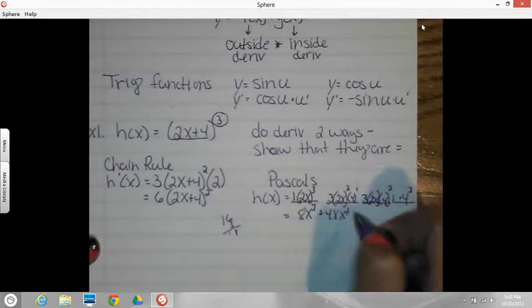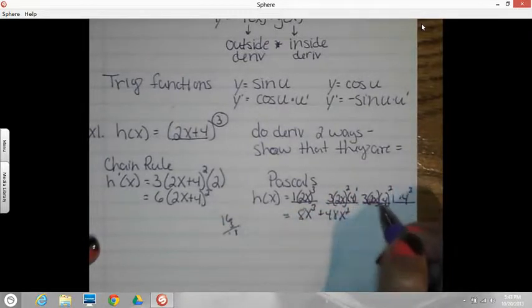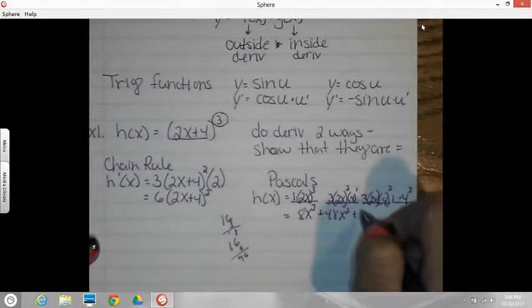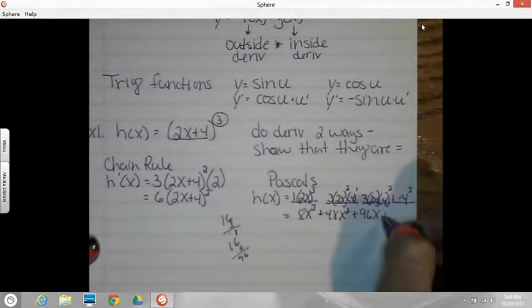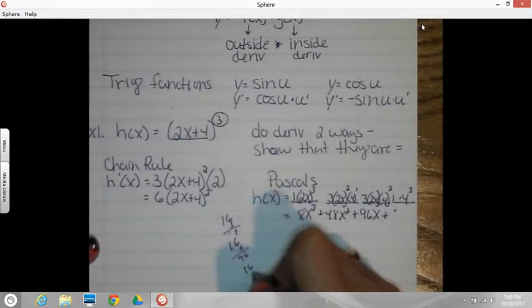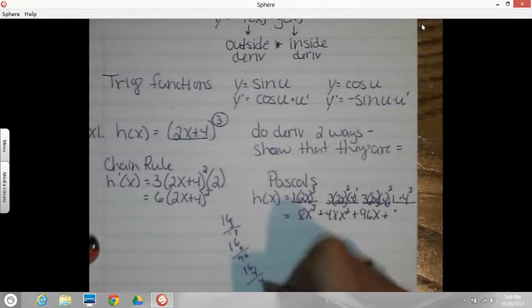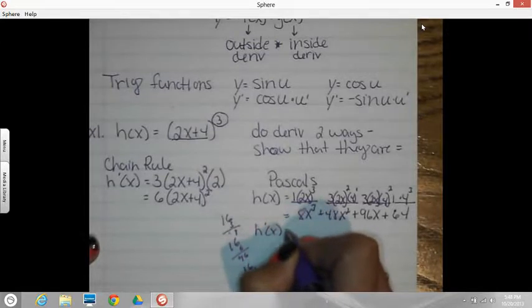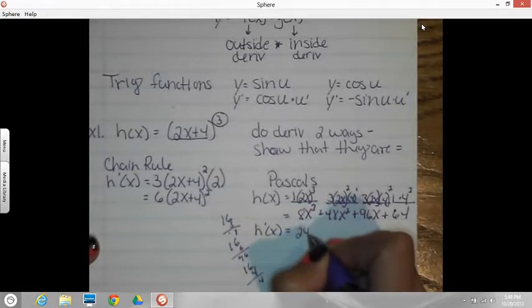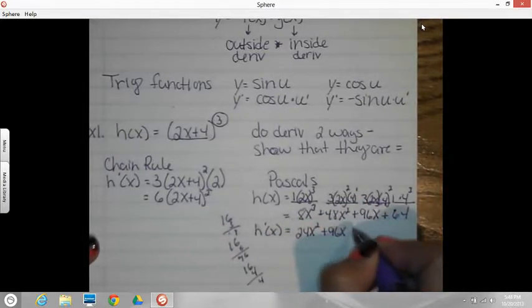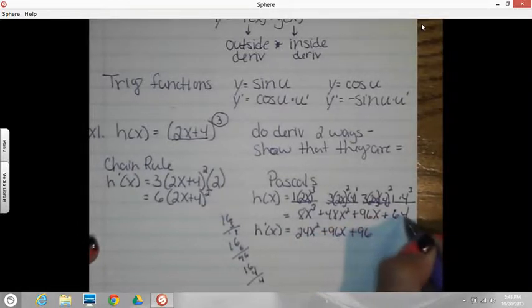x squared. Let's see, 16 times 6, 96 x. And then plus 4 cubed is 16 times 4, 64. Now we're ready for the derivative. So we'll have 24x squared plus 96x plus 96. 64, the derivative goes to 0.